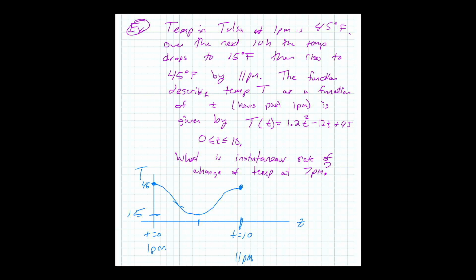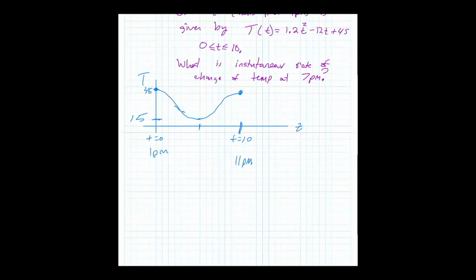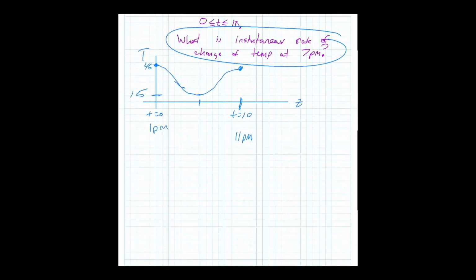All right. Now, what we're asked for is this specifically. What is the instantaneous rate of change of temp at 7 p.m.? So in order to answer this question, I know that the instantaneous rate is a derivative. So T prime of something, right? We talked about that at the beginning of the lecture, right? So capital T prime of something.